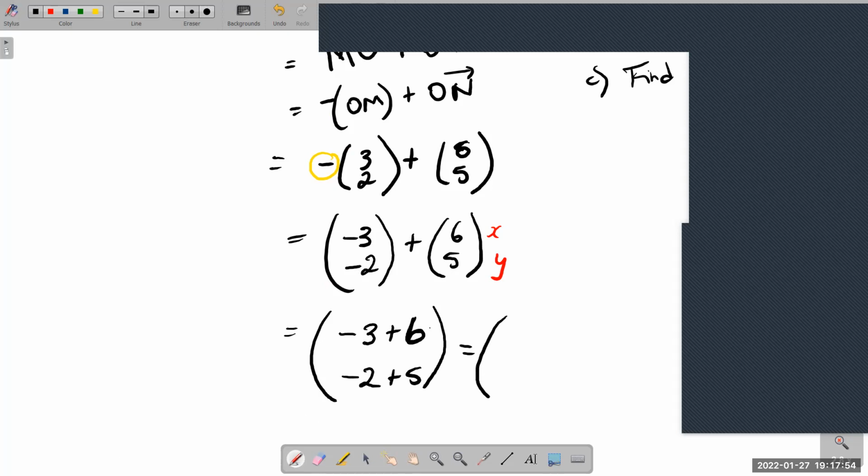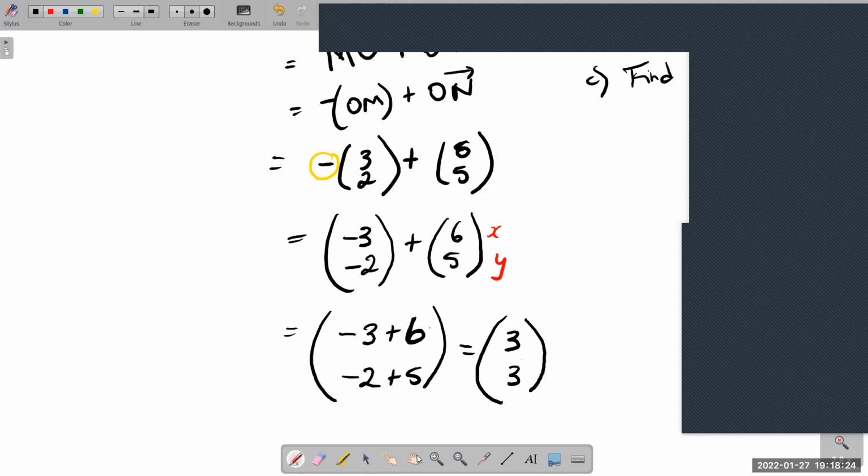So let me see if we remember our integer laws. What's the answer for X? Excellent. Positive 3, because negative 3 plus 6 is positive 3. What's the answer for the next one? What's the answer for Y? 3 again. Very good.